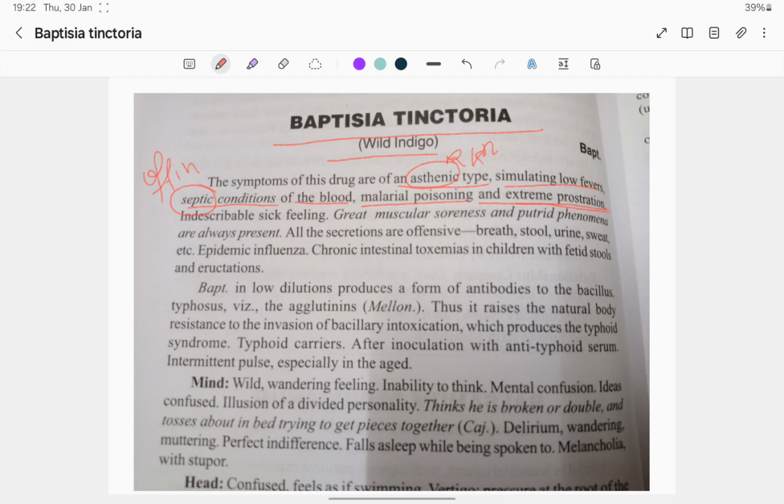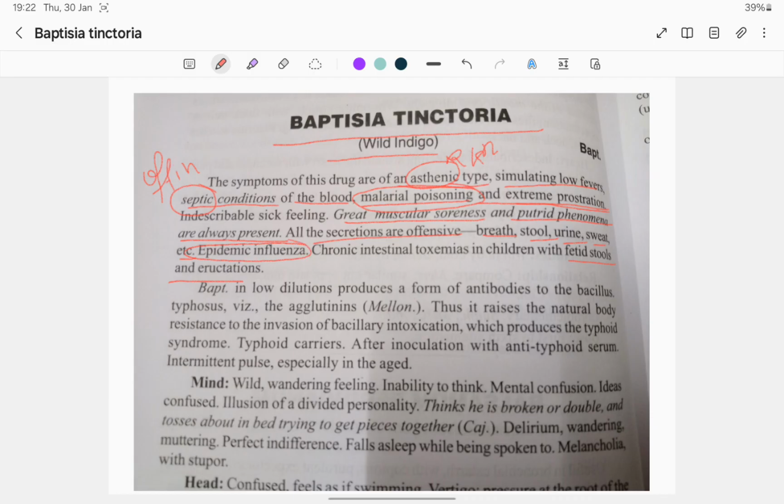Indescribable sick feeling, great muscular soreness and putrid phenomena are always present. That is offensiveness of discharges, putrid phenomena. All the secretions are offensive: breath, stool, urine, sweat, etc. Epidemic influenza, chronic intestinal toxemias in children with fetid stool and eructation. So it is useful in typhoid fever, malarial poisoning and epidemic influenza.